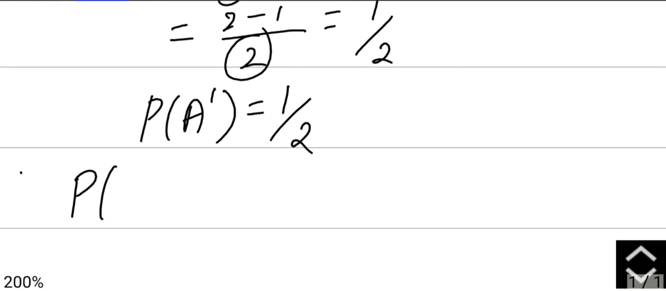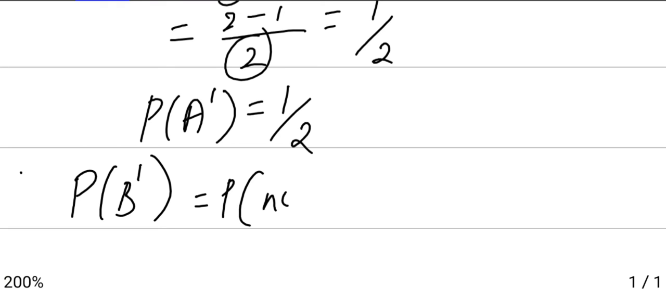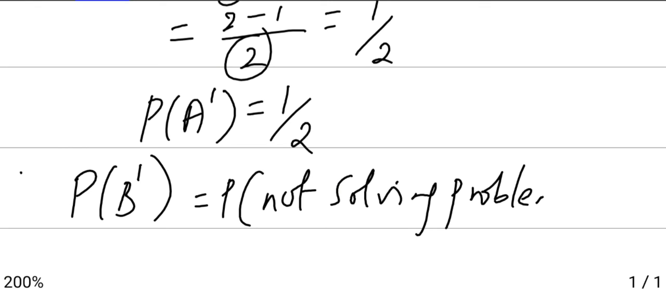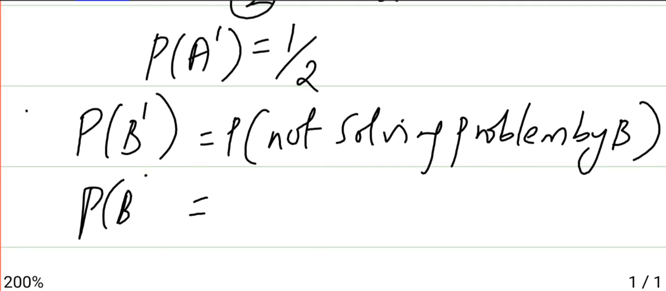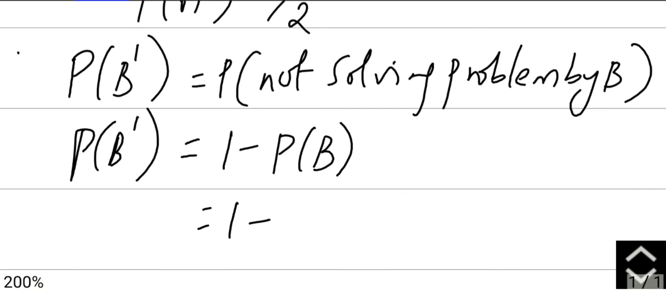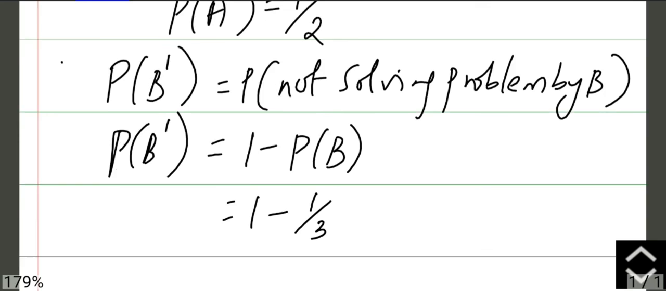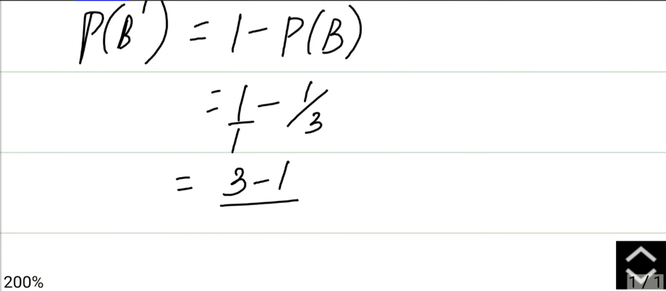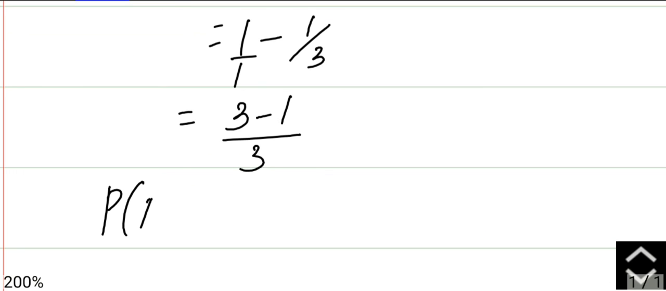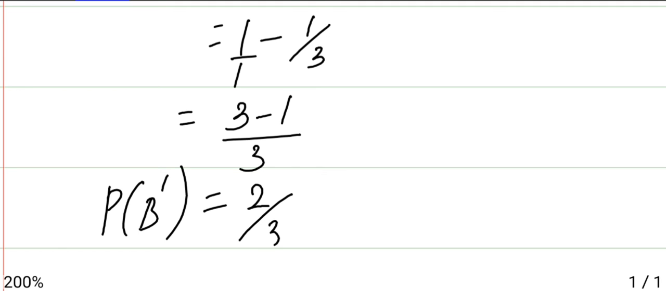Same way P of B dash, the probability of not solving the problem by B, is 1 minus P of B. That will be 1 minus P of B, which was 1 by 3. Taking LCM, cross multiply, 3 ones are 3 minus 1 divided by 3. So P of B dash is 2 by 3.